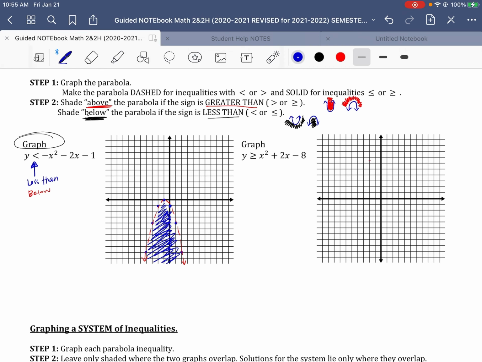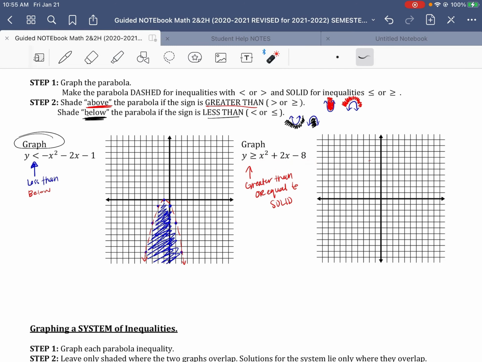So on the right, we have graph y is greater than this time. So notice it's a greater than or equal to. So this one's going to be solid, right? That's what that means. So I'm going to take this function once again and graph it, x squared plus 2x minus 8.